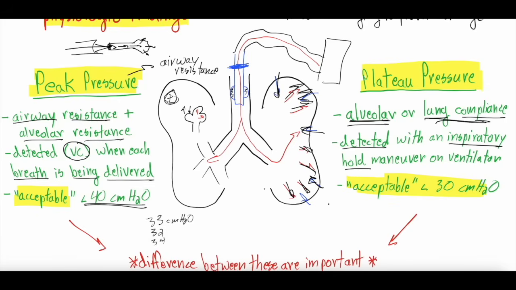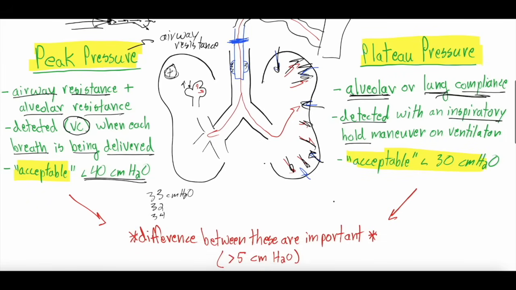So the difference between these two, the peak and plateau pressure, is important. Because if they are the same, right? If the peak equals the plateau pressure. Let's say the peak pressure is about 30, and then you do this inspiratory hold, and the plateau pressure on the inspiratory hold is also 30. That is really saying that most of the pressure that you're seeing in the peak pressure is simply lung compliance, and that there's not much airway resistance, because lung compliance and airway resistance make up the peak pressure.